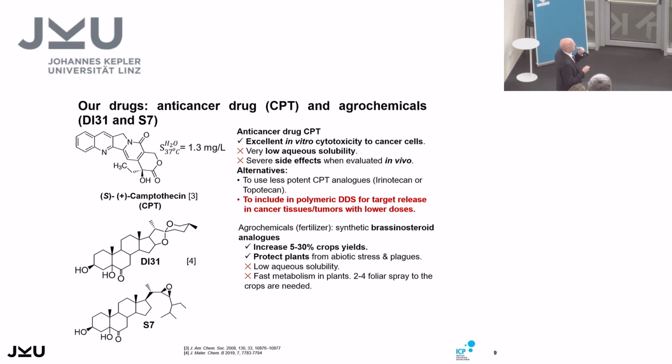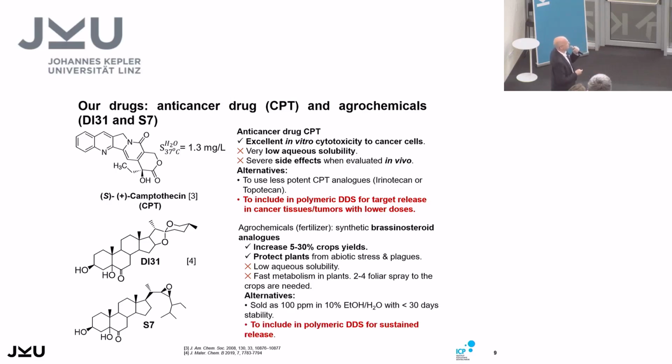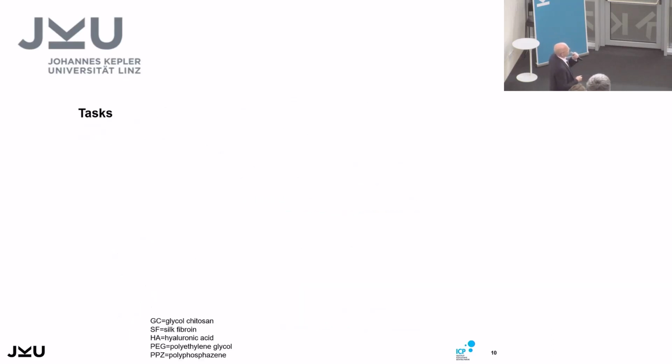They are also natural components, natural or plant hormones actually, and they can be used for enhancing the growth of plants. So they might increase crop yields up to 30%. Also here we have low aqueous solubility. Why not including polymers with a GO, graphene oxide platform?